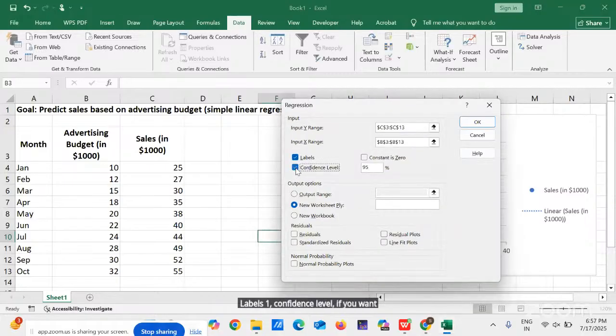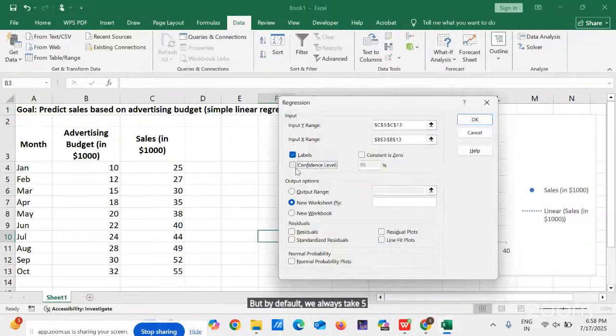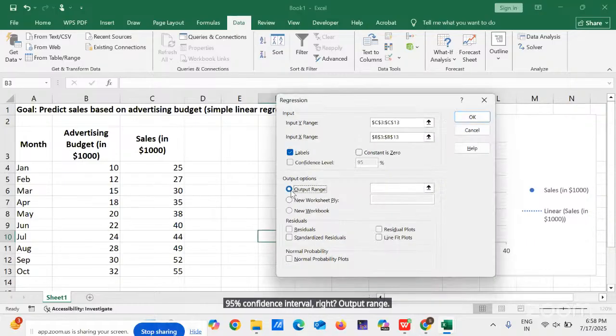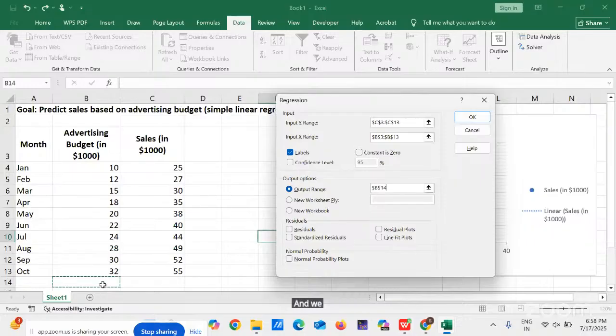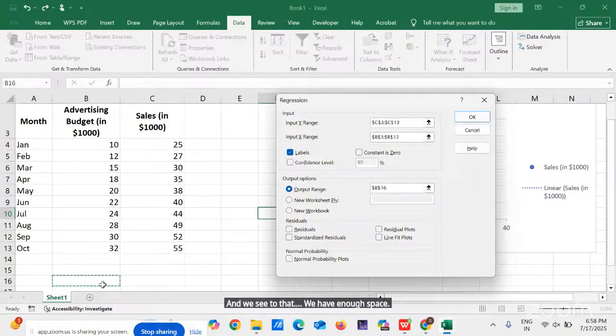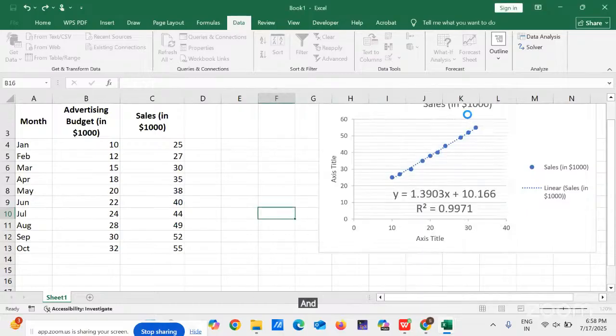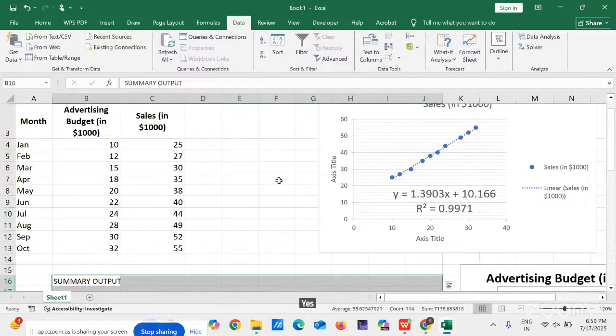Confidence level, if you would like to change it, you can, but by default we always take 5% level of significance, that is a 95% confidence interval, right? Output range, you can select any one cell, and we have to see that we have enough space below and on the right side. If you want, you can select the residual plot and normal probability plot, and okay. It will take a few seconds to analyze, and you will get the result. Yes.